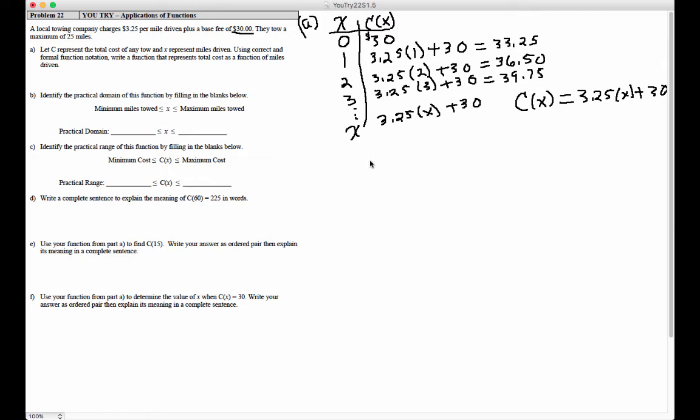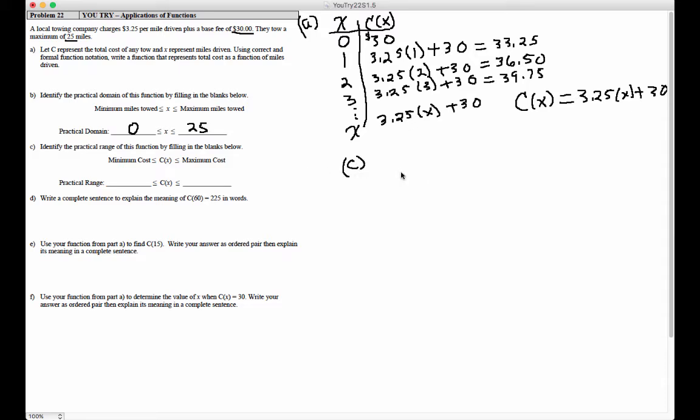All right, identify the practical domain of the function, filling in the blanks below. Well, we know that they can't tow us any less than 0 miles. We don't get negative miles. That's not going to make any sense. And they gave us in the problem that this towing company will only go for a maximum of 25 miles. So the practical domain is between 0 and 25. So X resides between 0 miles and 25 miles.